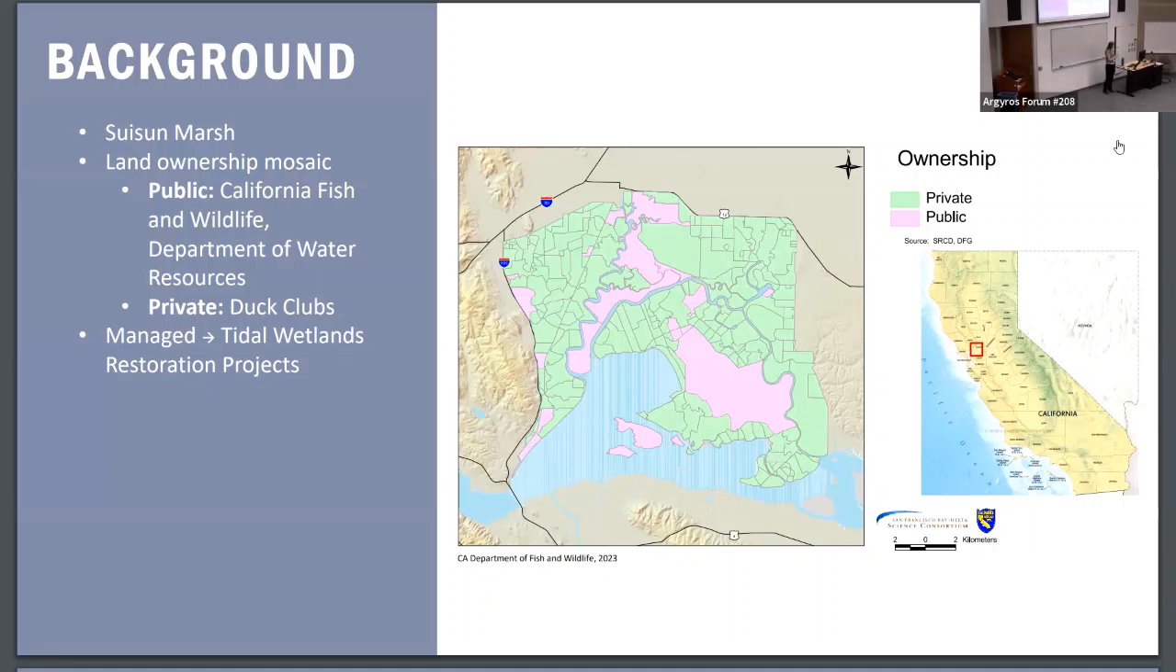And the private is about 158 duck hunting clubs that have been there for over 100 years. And that's in the green. As you can see, there's significantly more private land than public land. This is super interesting because it does create a lot of management debate going on about what to do for the marsh. But I will explain that in a couple of slides. And as time goes on, historically, the Suisun Marsh has been managed for managed wetlands and specifically ducks. But in recent years, they're starting to go towards more tidal restoration projects. And I'll explain that.